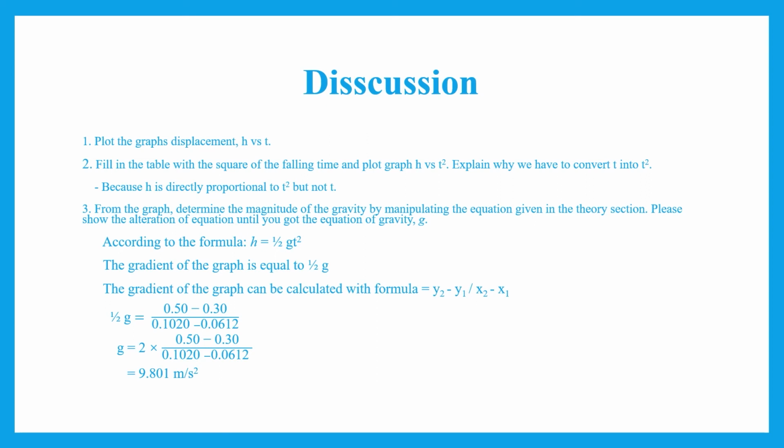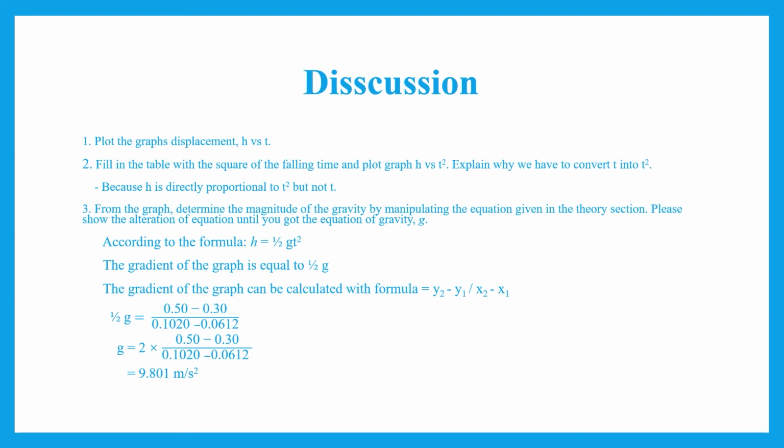This is from the equation of the basic theory, h equals 1 over 2 g t squared. Third, from the graph, determine the magnitude of gravity by manipulating the equation given in the theory section. Please show the alternation of the equation until you get the equation of gravity. According to the formula h equals 1 over 2 g t squared, the gradient of the graph is equal to 1 over 2g. The gradient of the graph can be calculated with the formula (y2 minus y1) over (x2 minus x1). These are the calculations done.